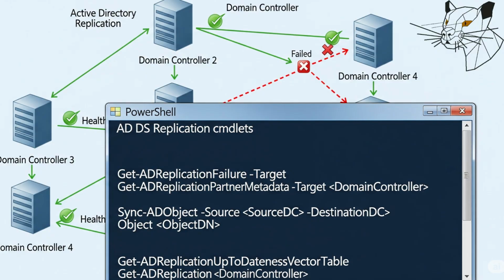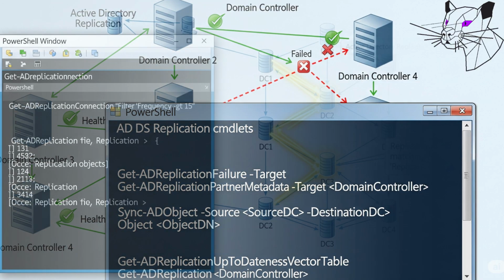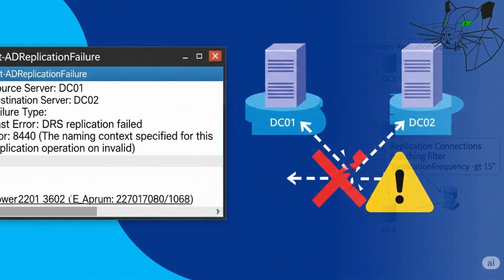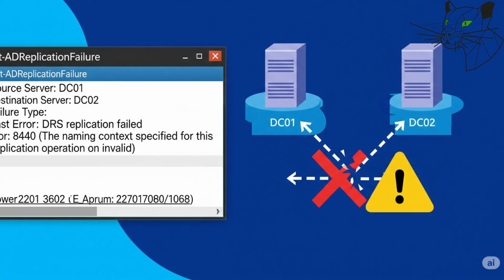Windows PowerShell AD DS replication cmdlets. Windows Server supports Windows PowerShell cmdlets that facilitate monitoring AD DS replication and reviewing its configuration. The following list describes some of them. Get-ADReplicationConnection provides a specific AD DS replication connection or a set of AD DS replication connection objects based on a specified filter. Get-ADReplicationFailure provides a description of an AD DS replication failure.